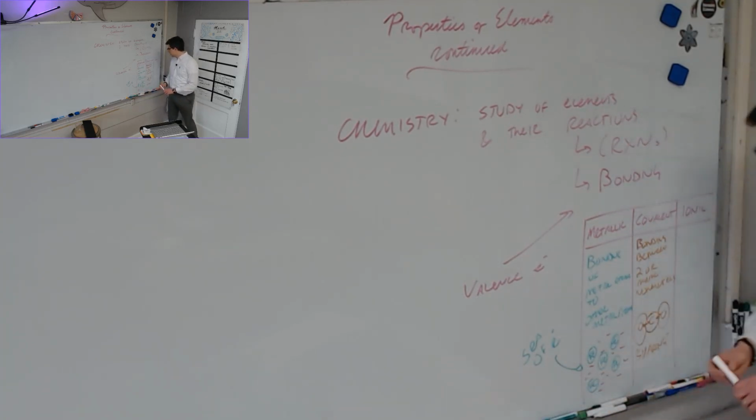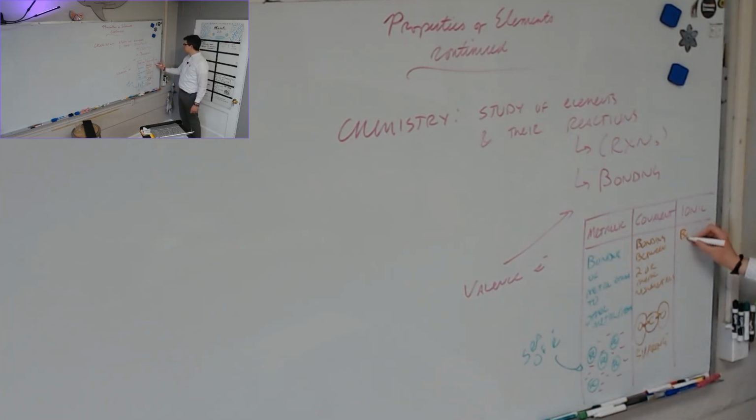And then we'll do this one in orange. Go Rams. This is bonding. This is ionic, and it's bonding between a metal, what we call a cation, and a nonmetal, what we call an anion.